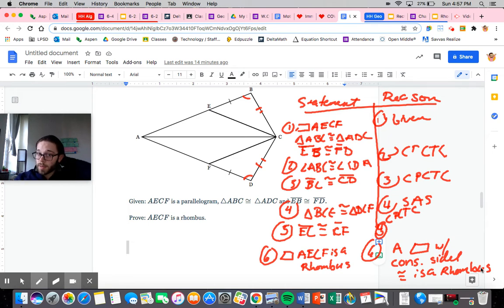As you saw there, I did use a good amount of CPCTC. It all depends on what you're given, right? I did use everything I was given. I was given sides. I used that to prove triangles were congruent. I then used that triangle to show this side, right? I used the parallelogram in saying it was a rhombus. That's the only one that we really didn't say a whole lot in the actual proof, but you do use it to actually tell me it's a rhombus.